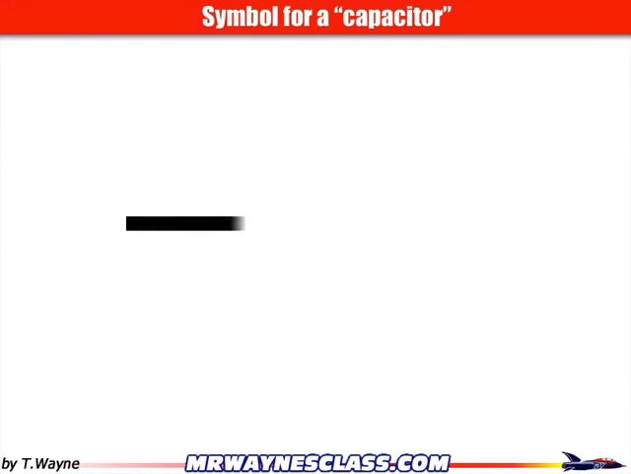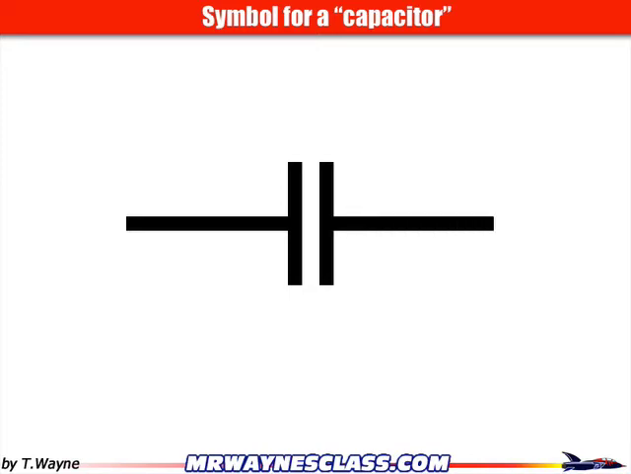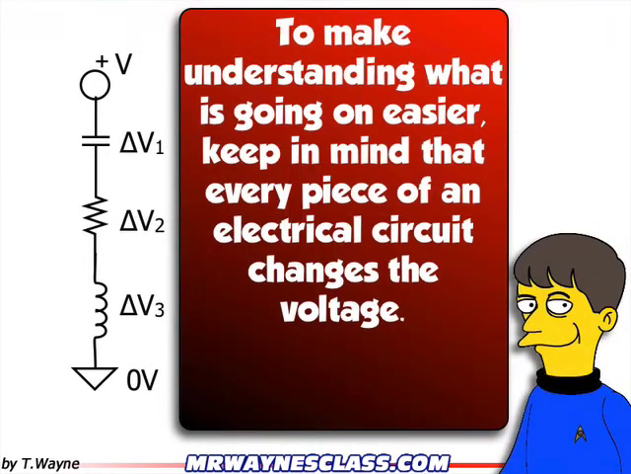The symbol for a capacitor is a wire, and then, because a capacitor is made with two parallel plates, two parallel lines, and then another wire going off to the rest of the circuit. Now to understand part of the circuit, there's a little thing that helps, and that's to understand about the voltage. Every component in the circuit, and you can see I've got 3 here that are drawn differently, they all use up a different amount of voltage.